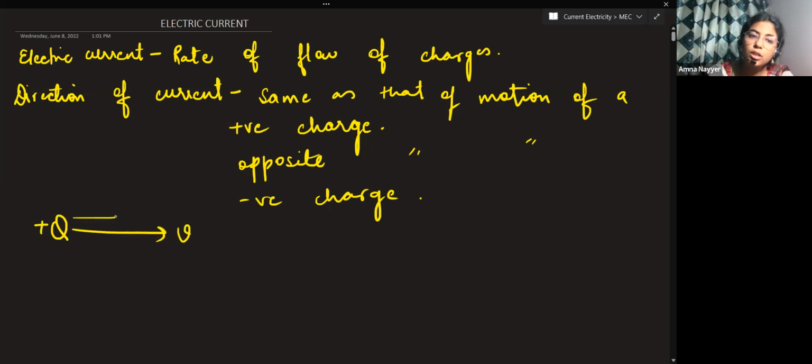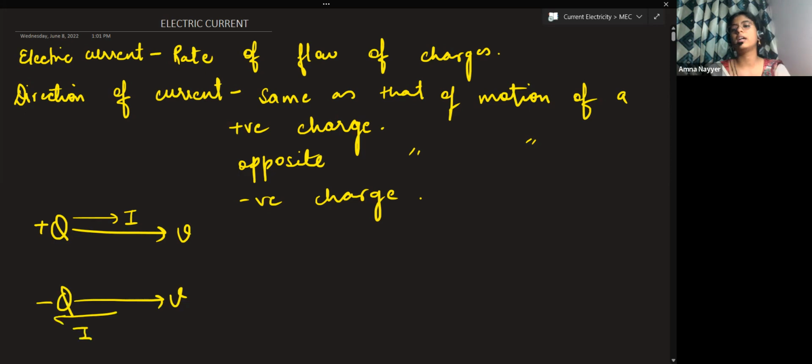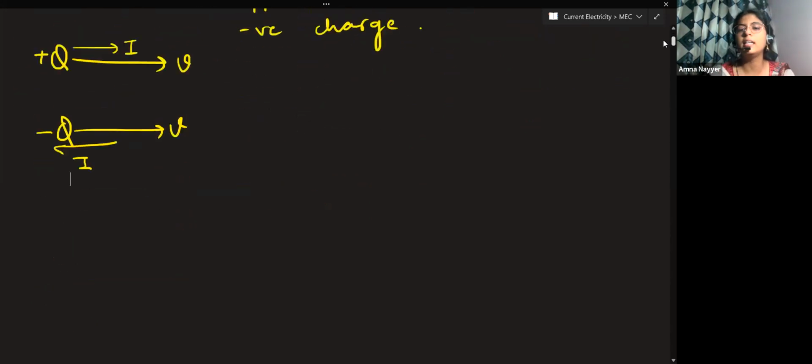So the direction of current will be this one. But if I say this is a negative charge flowing to the right with velocity v, since it's a negative charge, any negative charge, not only electrons, then the direction of electric current will be just opposite to that of the movement. Regarding the formula, it will be simply I is equal to Q by T.